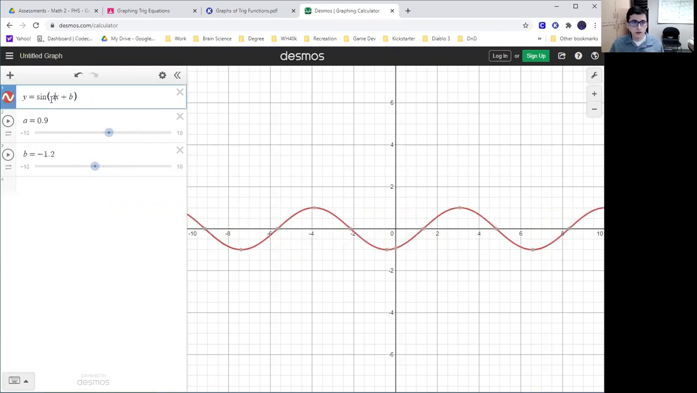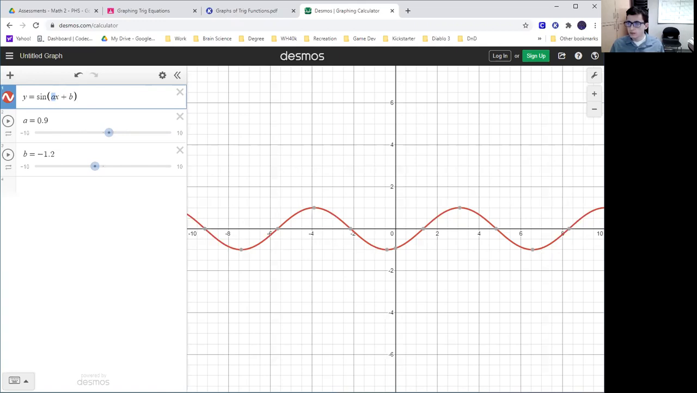So this is called the frequency, or it's not the frequency, but it's a factor that affects the frequency. And then this is a number that affects the phase shift. Okay, there's a couple of questions here. Will the period always be 2 pi radians? If there is not a factor here, then the period will be 2 pi radians. And in degrees, that would be 360 degrees.